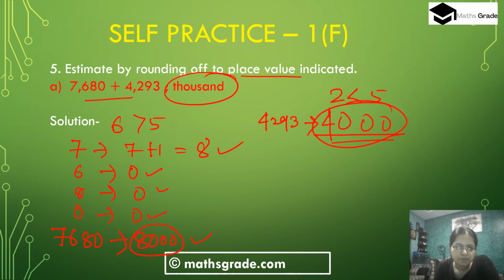Now add. 7,680 rounded to the nearest 1000 is 8,000, plus 4,293 rounded to the nearest 1000 is 4,000. Now 8,000 plus 4,000 is 12,000, and 12,000 is our answer. So estimating the sum 7,680 plus 4,293 to the nearest 1000 is 12,000.